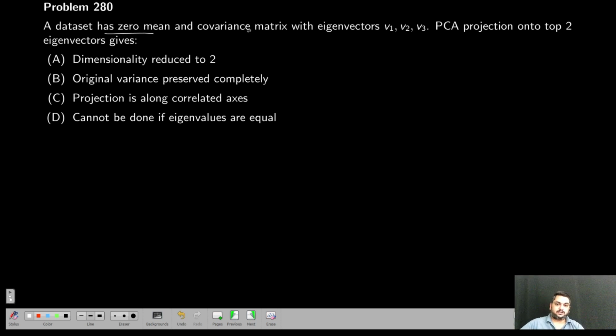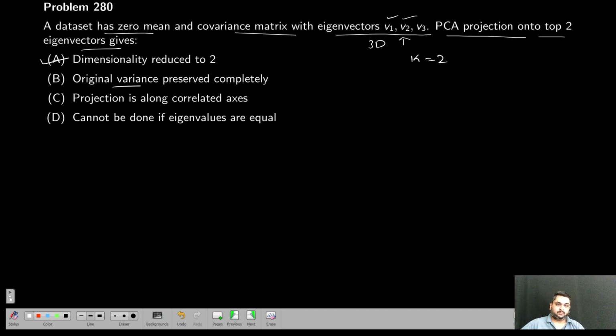A data set has zero mean and covariance matrix with eigenvectors v1, v2, v3. PCA projection onto top two eigenvectors gives... Okay, so they are saying k is equal to 2. I am selecting the top two eigenvectors out of these three. So definitely now from 3-dimensional, this is 3D, right? Initially, it reduces to 2-dimensional.